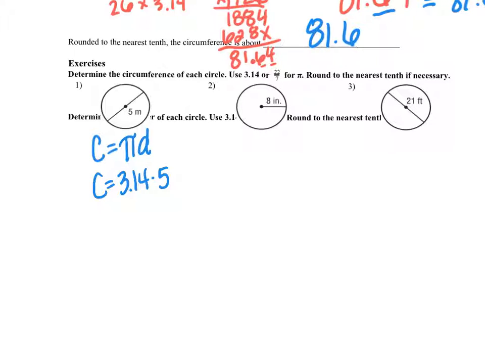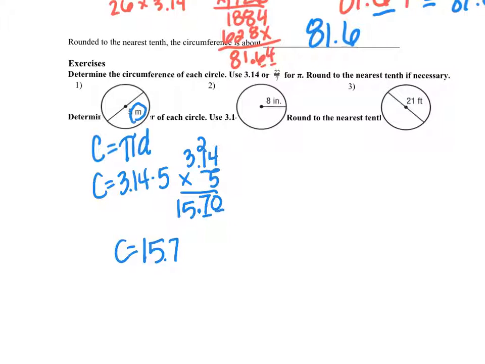Now, we only have to do one operation there, just 3.14 times 5. So go ahead and figure that for me. One, two, and I got 15.7. And I forgot to put our measurement up there, but I'm going to do it now. It's just going to be meters. Okay, 15.7. It's already rounded to the nearest tenth for me.